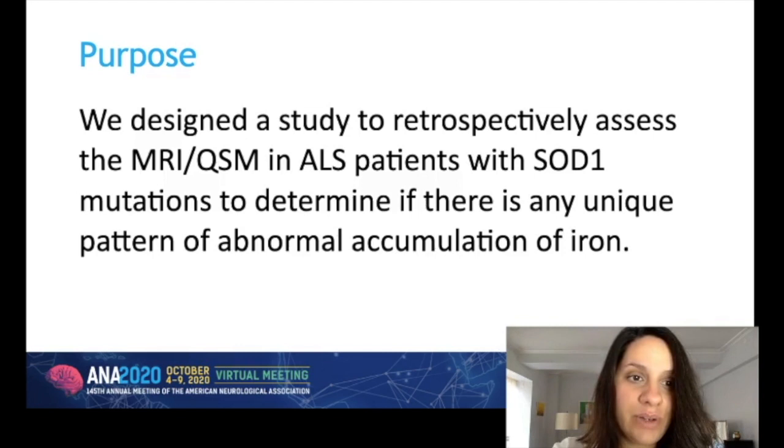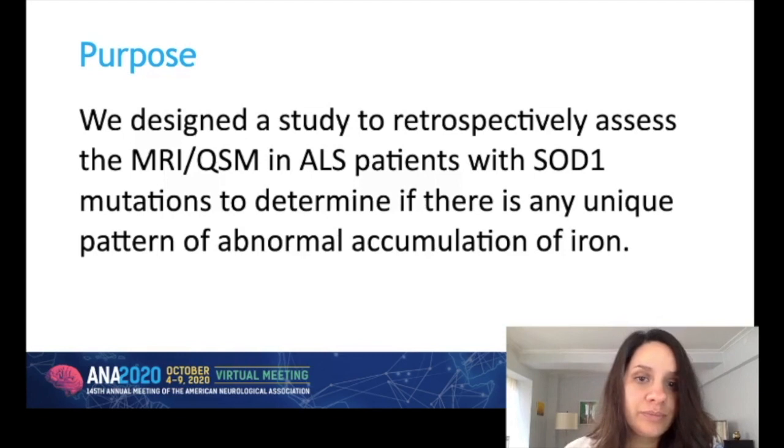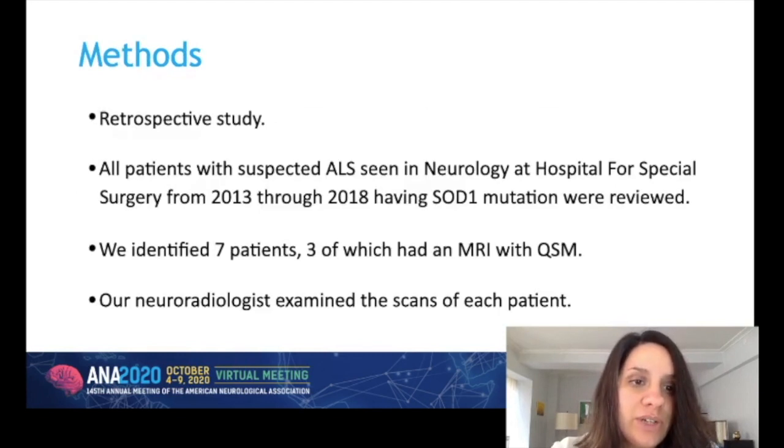In our study, we retrospectively assessed the QSM sequence of the MRIs in ALS patients with SOD1 mutations. And we wanted to see if there was any specific pattern to their accumulation of iron as opposed to other kinds of ALS, sporadic or other genetic. This was a retrospective study, like I said.